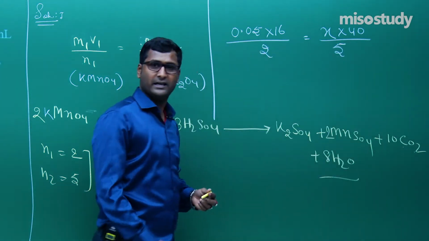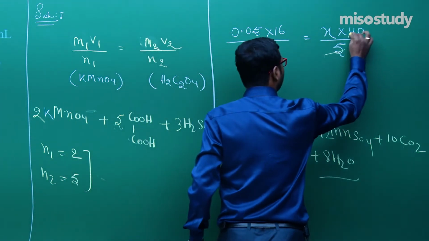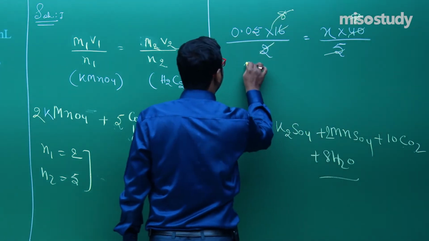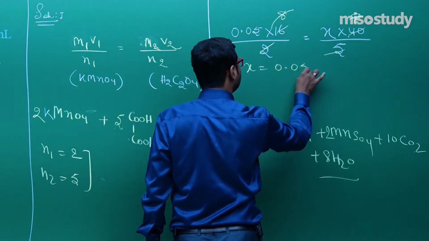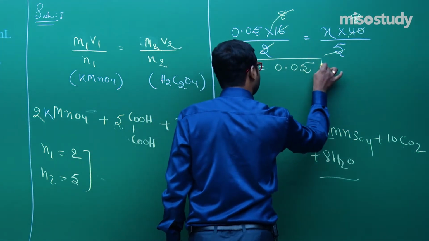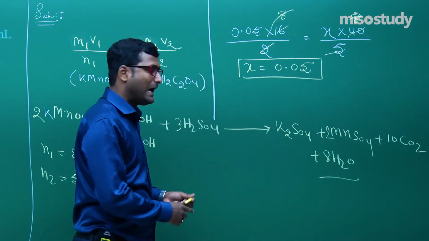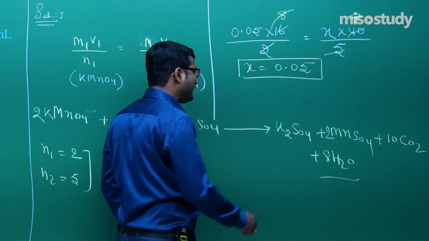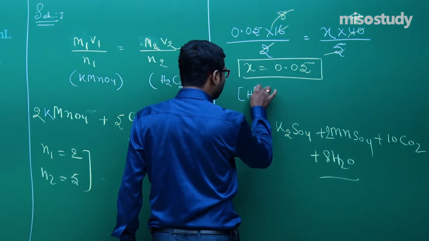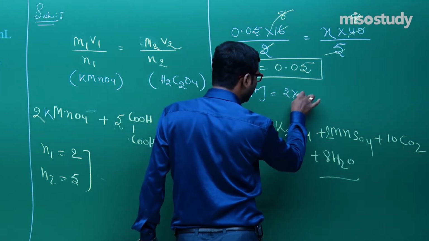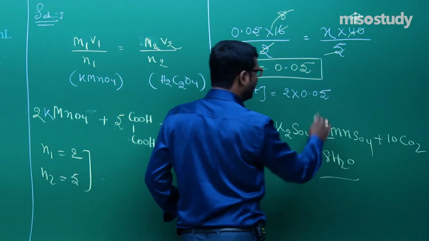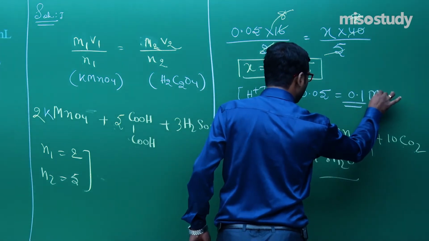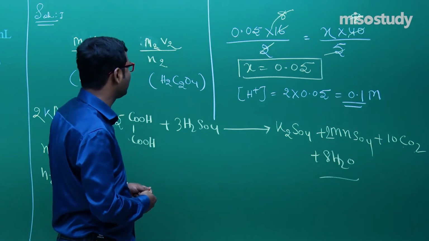This is the expression. Now how to solve? 8 times, that is 8, clear? This will cancel this one. X is equal to 0.05, that is the molarity. As we know, H2C2O4 is a dibasic acid, so the H plus ion concentration will be 2 into 0.05. Clear? So the H plus ion concentration is 0.1 molar.